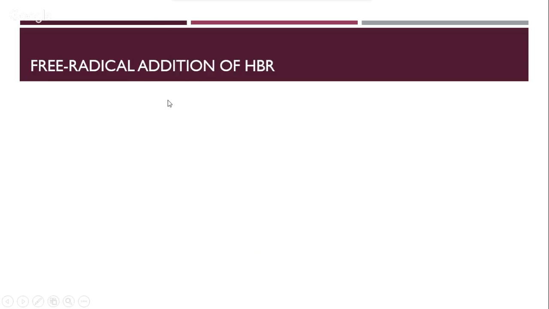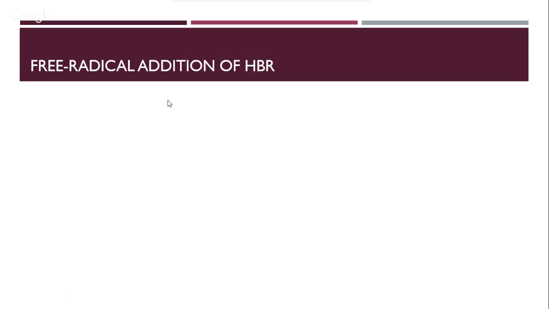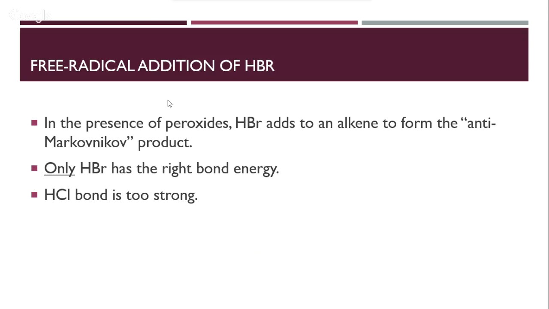Now, what are free radical additions of HBr? Whenever you have additions with only hydrogen bromide, HBr, you end up getting anti-Markovnikov. Remember, anti-Markovnikov cannot happen with any other molecule. Only with HBr it can happen. That works when HBr is put in presence of peroxide. So this is called an anti-Markovnikov product. Only HBr has the right bond energy to do that. Other molecules do not, and therefore HBr undergoes anti-Markovnikov.